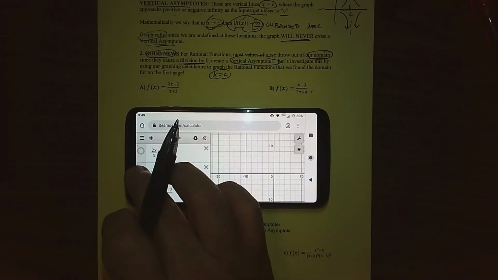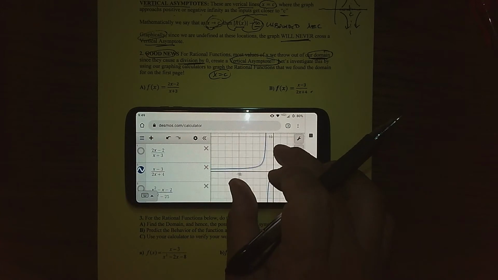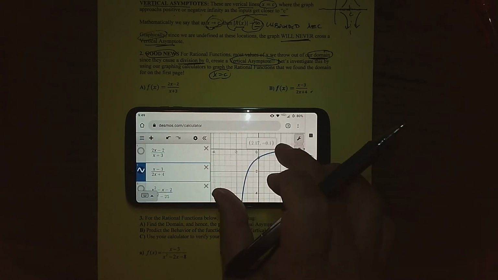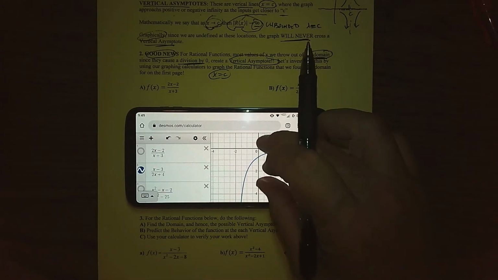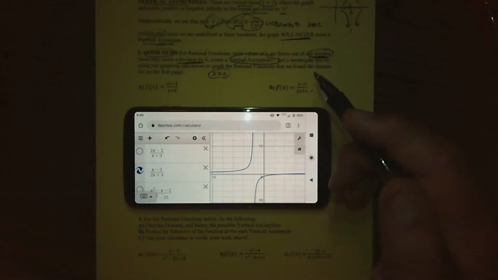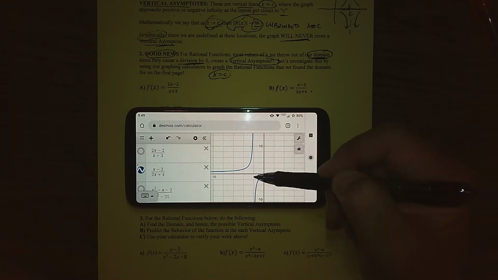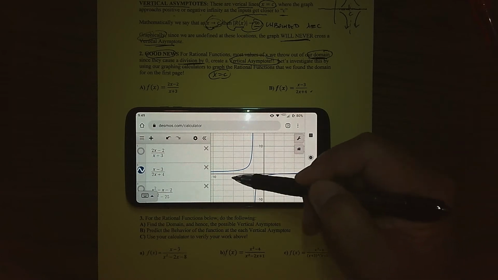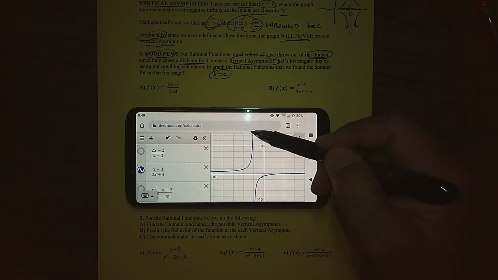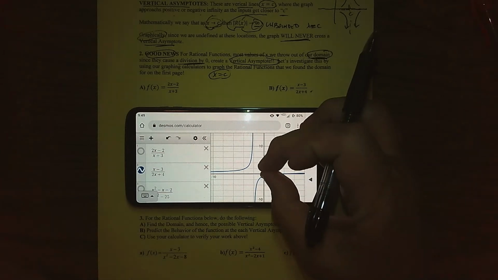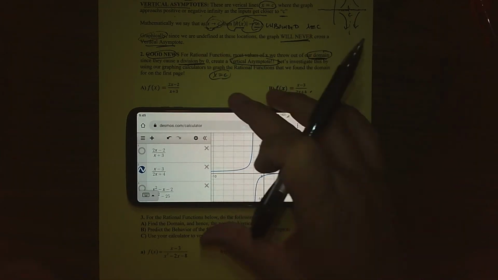So let me turn that guy off and turn this one on. And sure enough, let me zoom in a little bit. There's negative 2. And as we zoom around out there, you can see that the graph is ripping itself apart. So as we approach negative 2 from this side, we go to negative infinity. When we approach negative 2 from this side, we go to positive infinity. So the graph, again, is ripping itself apart at that location.